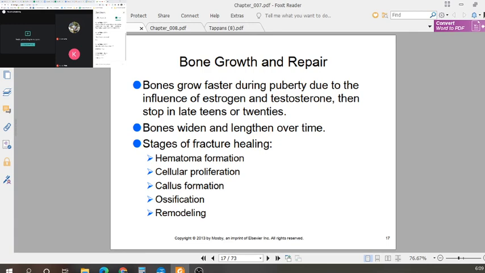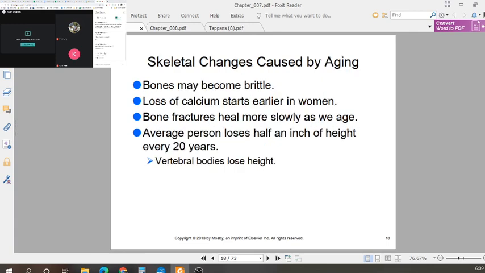Then when you add in an older, overweight person, that's more strain on the brittle bones, and it just makes it worse. So there are other factors that come into play. That's the next section: changes caused by aging. Around 40 or so, our vertebrae are thinner and not as rigid and thick, and so we start losing half an inch of height every 20 years after that.